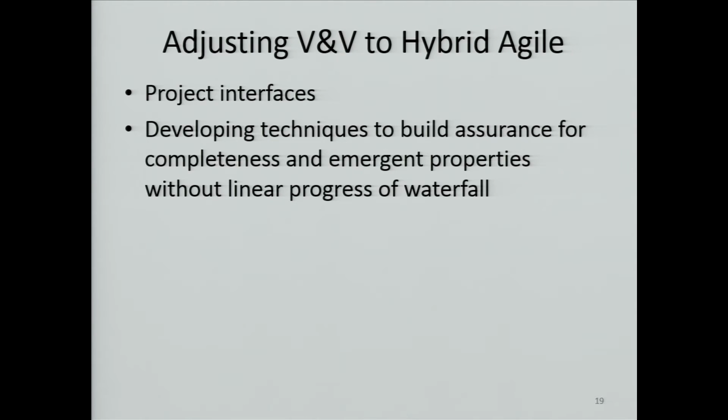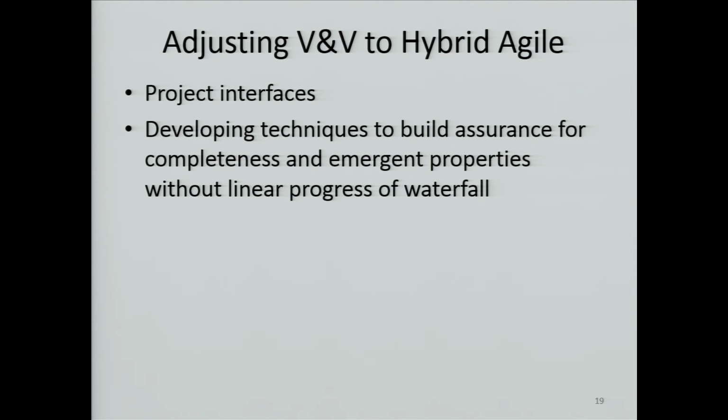Adjusting V&V to hybrid Agile, the first is project interfaces, and that is how we interface the IV&V team with the development team. The problem there is that a traditional project is a very top-down military organization. In Agile systems, it's a very parallel organization, and so the normal chain of command type of coordination doesn't work, because that flow isn't even there.